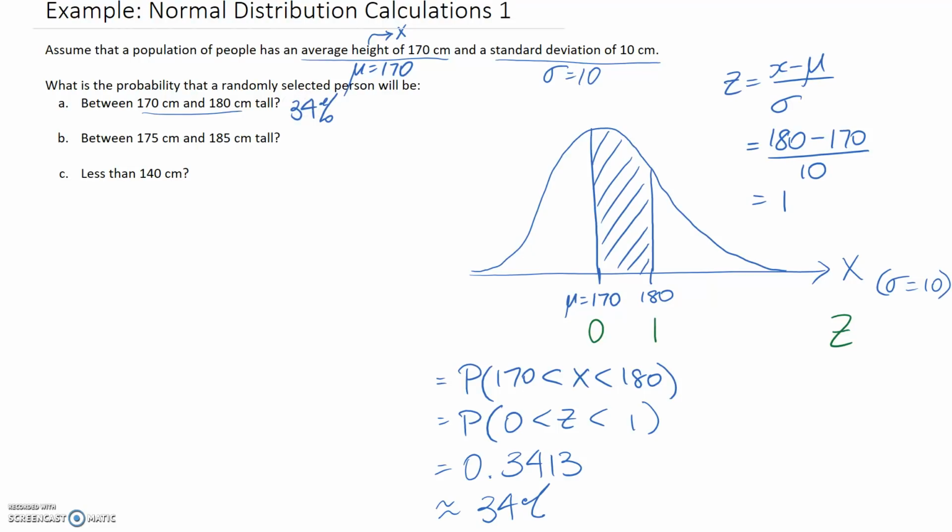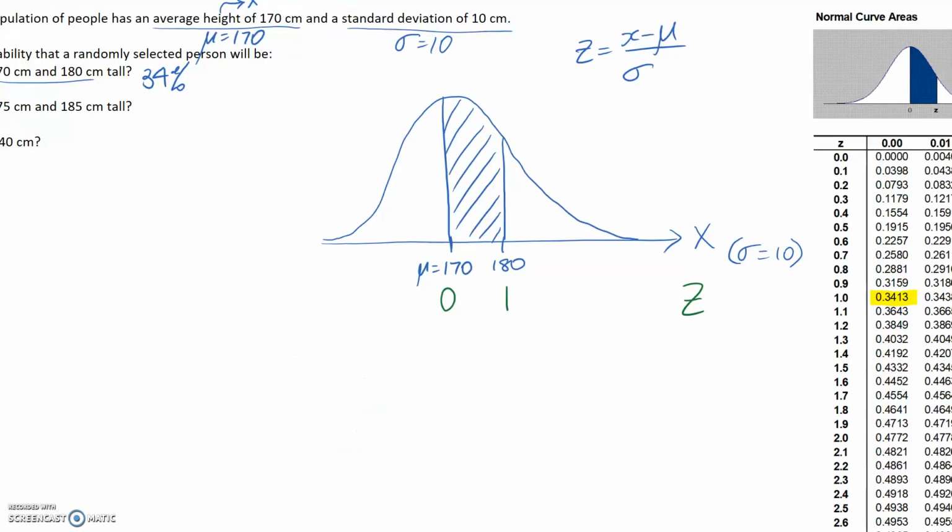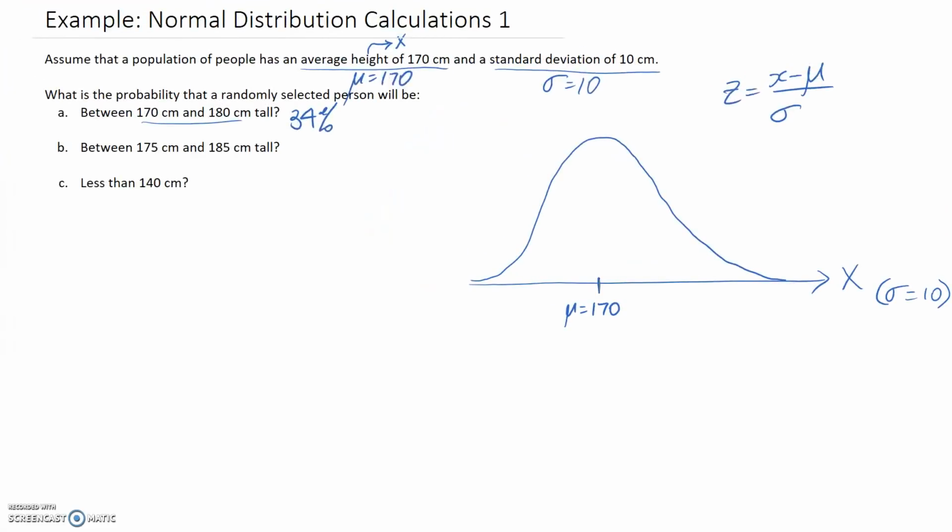Alright, so the next one that we need to calculate is the probability that you're between 175 and 185 centimeters tall. So what I'm going to do is just ditch some of this stuff that we've already used, and we're going to make a new thing. And let's get rid of all of this. Alright, so our points of interest this time are 175 and 185. So that's going to be here and here, I guess.